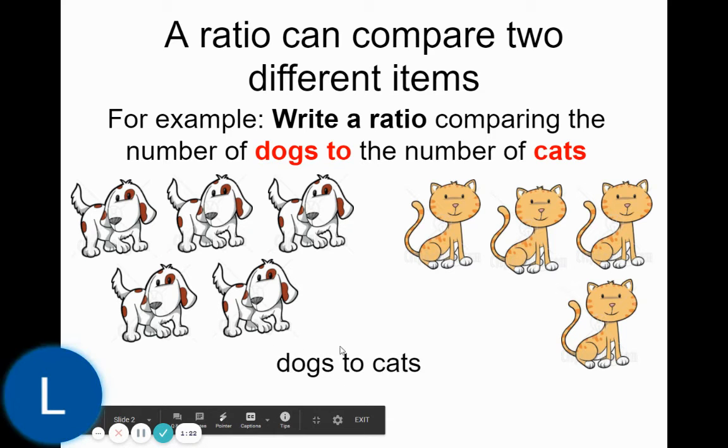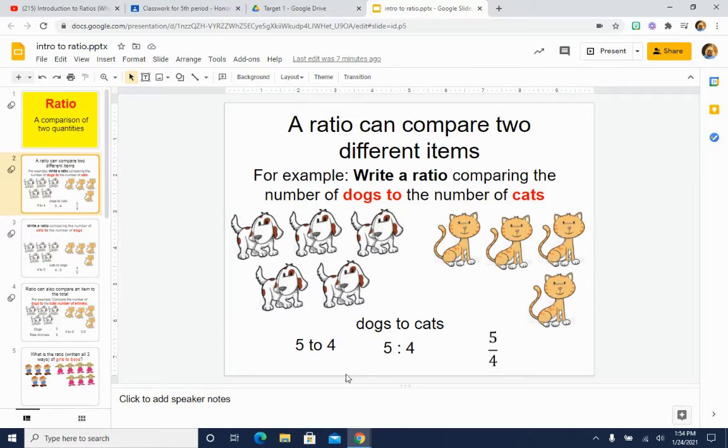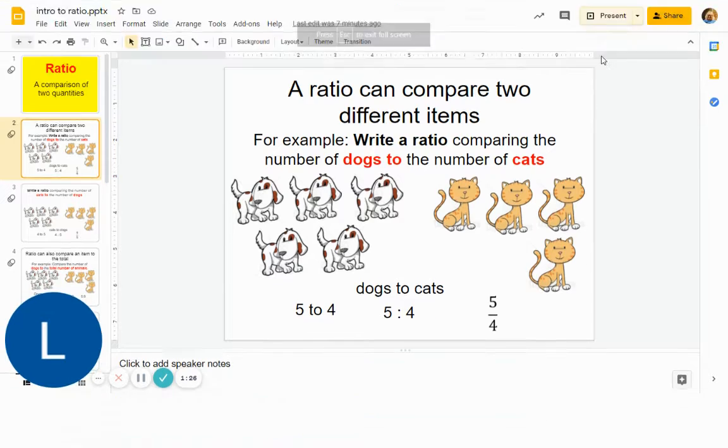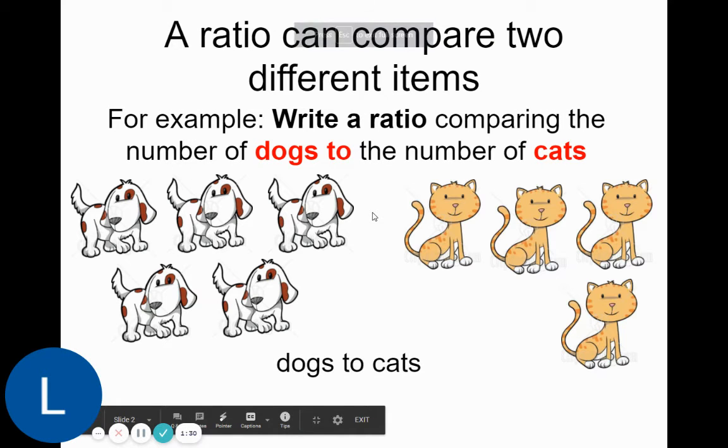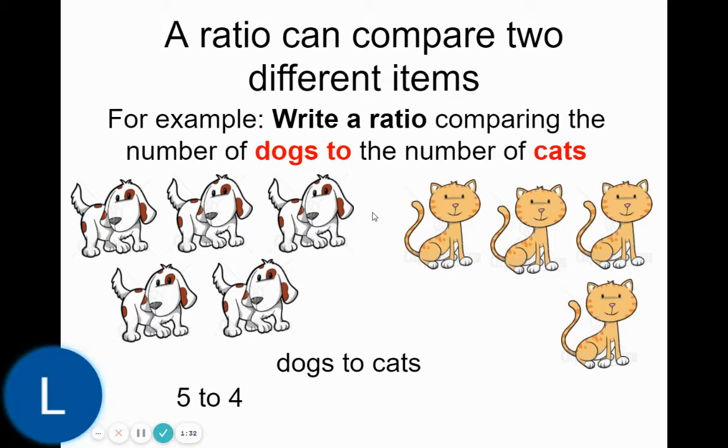So you can write it, I can write it 5 to 4 with words, 5 to 4 with a colon, and then 5 to 4 as a fraction. Yes, that looks like a fraction, but it is a ratio.